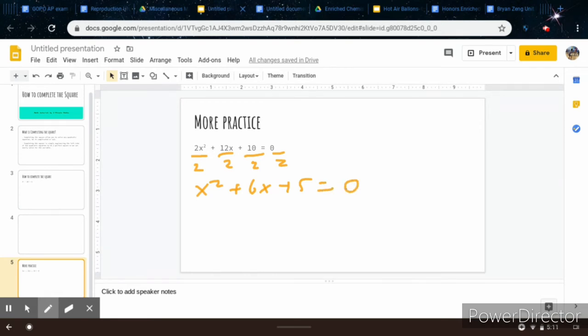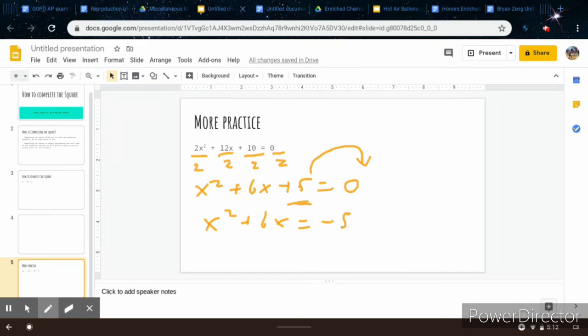So now we want to complete the square, right? We don't want to have this constant right here. We want to have an unknown constant to complete the square. So our first step is to move 5 to the other side of the equation. So now let's do that. We have x squared plus 6x equals, since we want to move 5 over, we have to subtract 5, equals -5. So now we can complete the square.